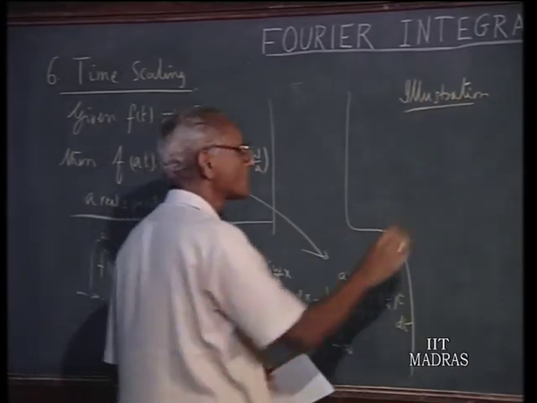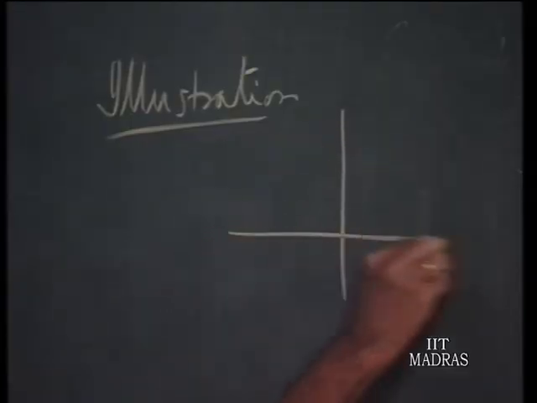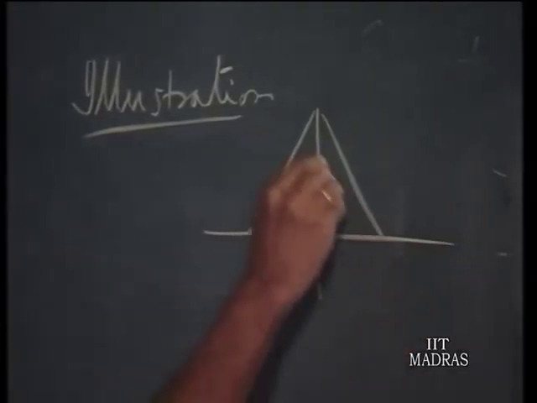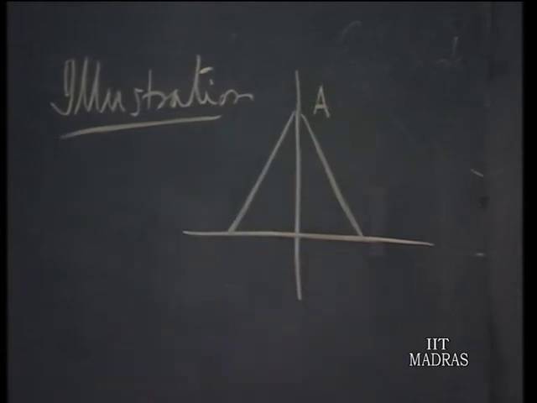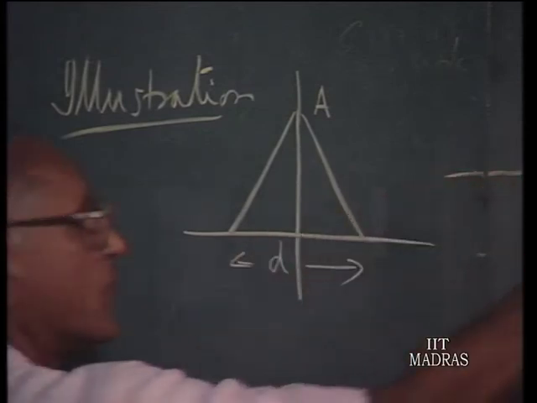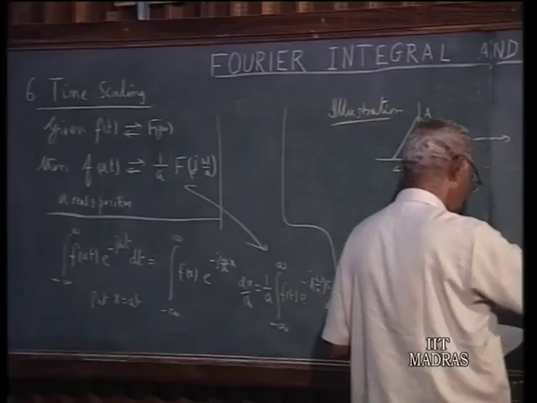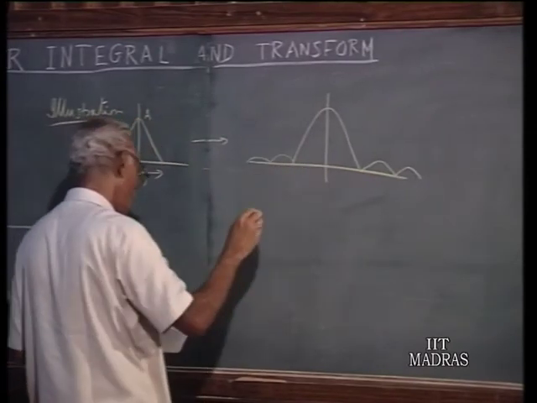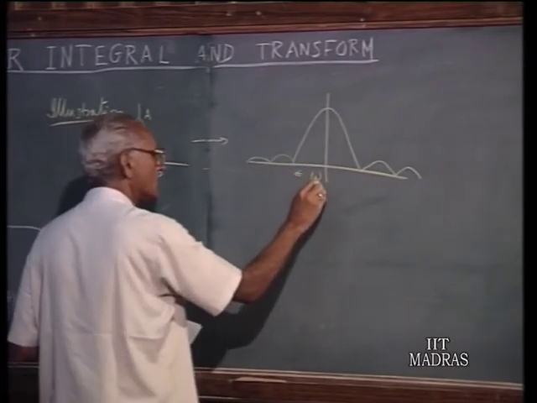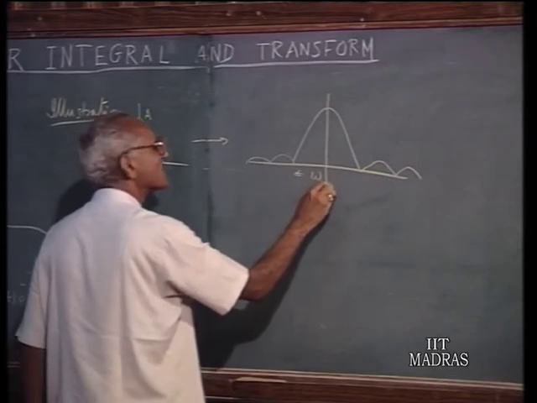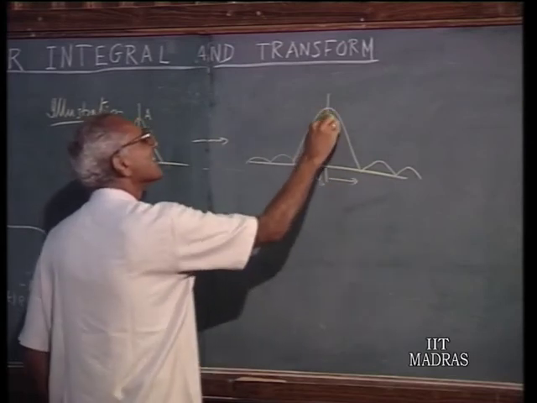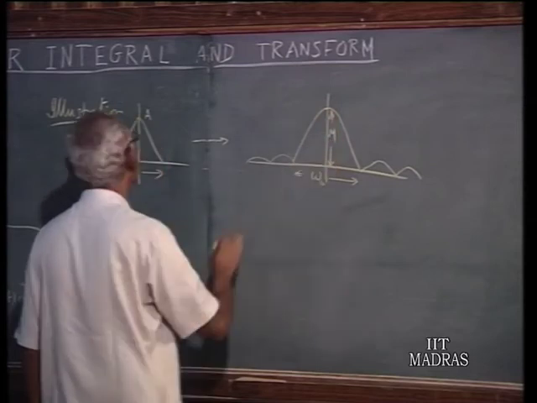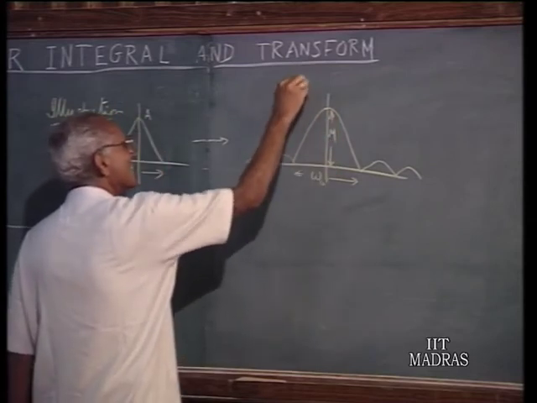Illustration of this. Suppose we had a time function which is given like this, with amplitude a and stretching over an interval d, and let me imagine that its Fourier transform would be like this. I am plotting the magnitude spectrum, and this is equal to, let us say, some omega naught, whatever it is, and then this is here. This is the Fourier spectrum for this, the magnitude spectrum.